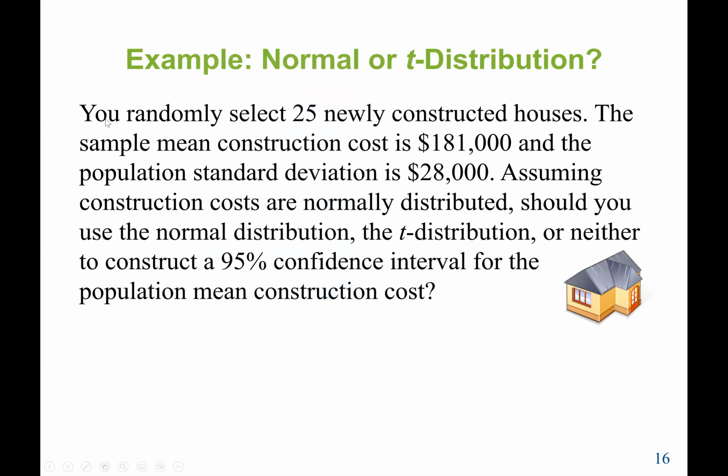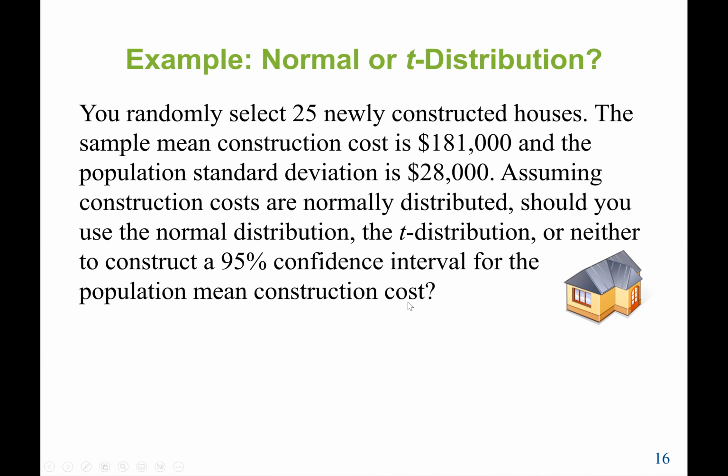So let's try one example here. They say you randomly select 25 newly constructed houses. The sample mean construction cost is $181,000 and the population standard deviation is $28,000. Assuming construction costs are normally distributed, should we use the normal distribution, the t distribution, or neither to construct the 95% confidence interval for the population mean construction cost?